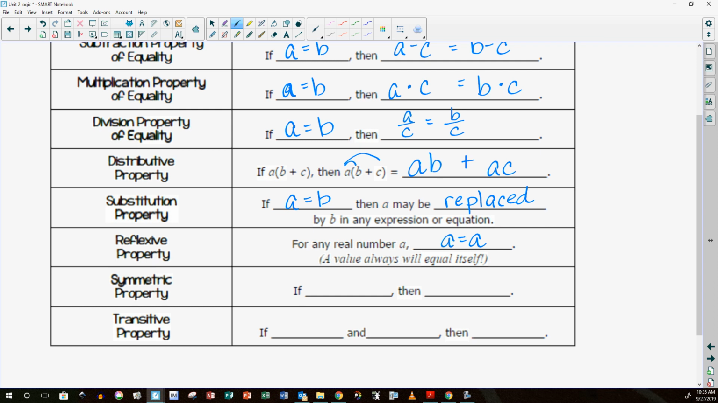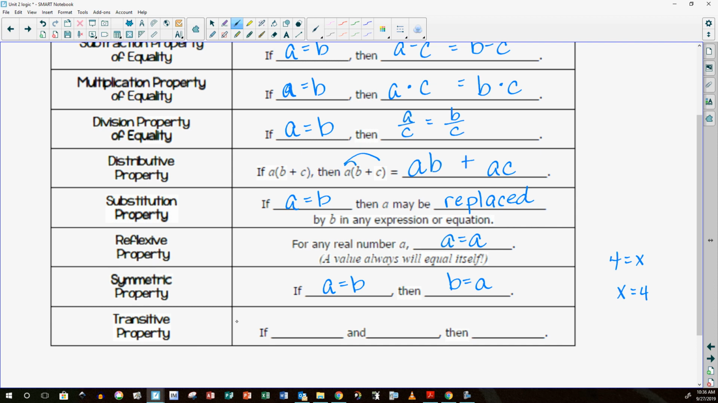Symmetric. Symmetric is just when two things trade places. So if A is equal to B, then B is also equal to A. That's why when you're solving an equation and you get something that says 4 equals X, you know X is 4, because the symmetric property says it's okay to switch them back and forth, okay?